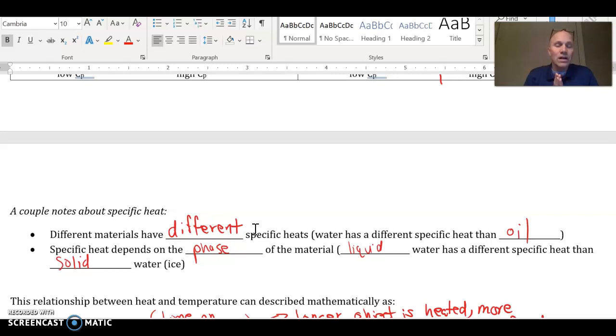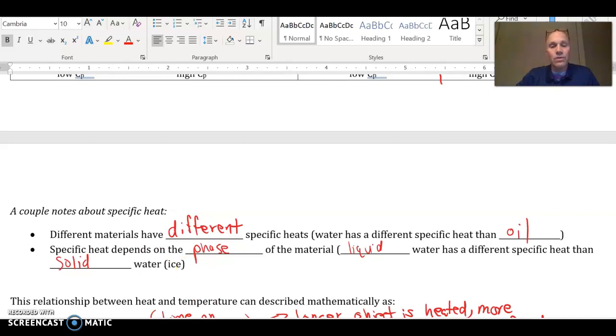So let's move on to using these specific heats in calculations. First of all, some notes about specific heats. Different materials have different specific heats. For example, water has a different specific heat than oil. Copper has a different specific heat than aluminum, for example.